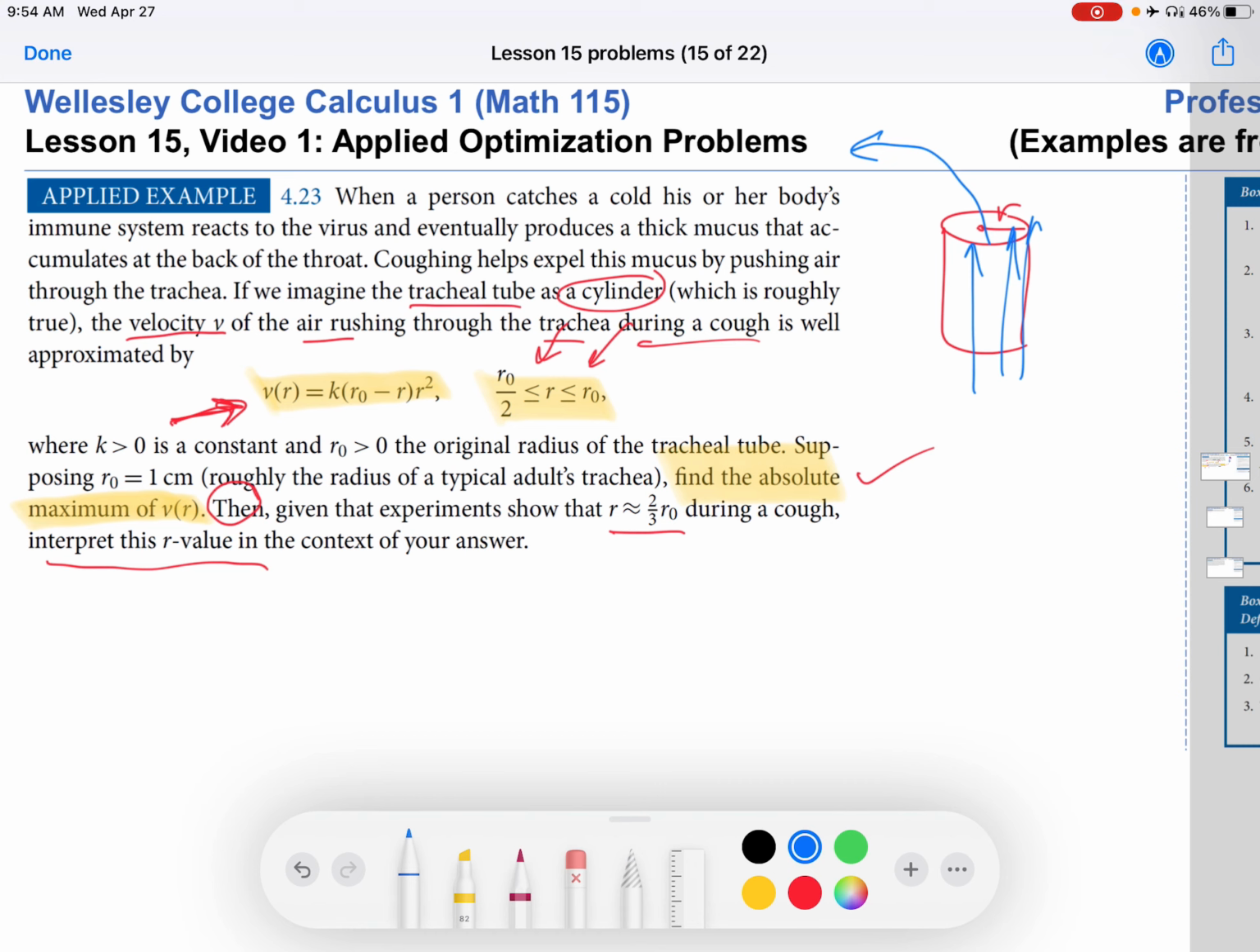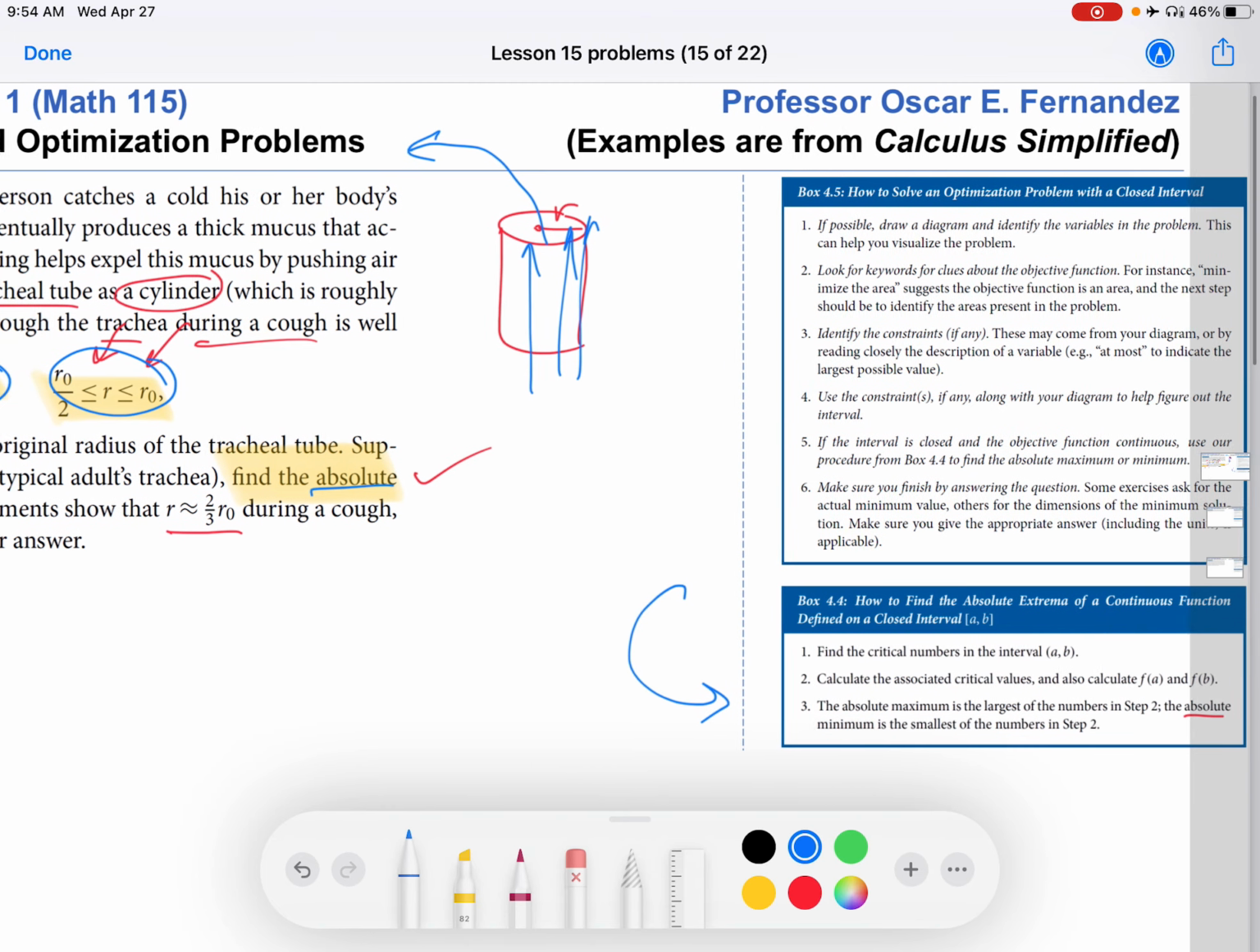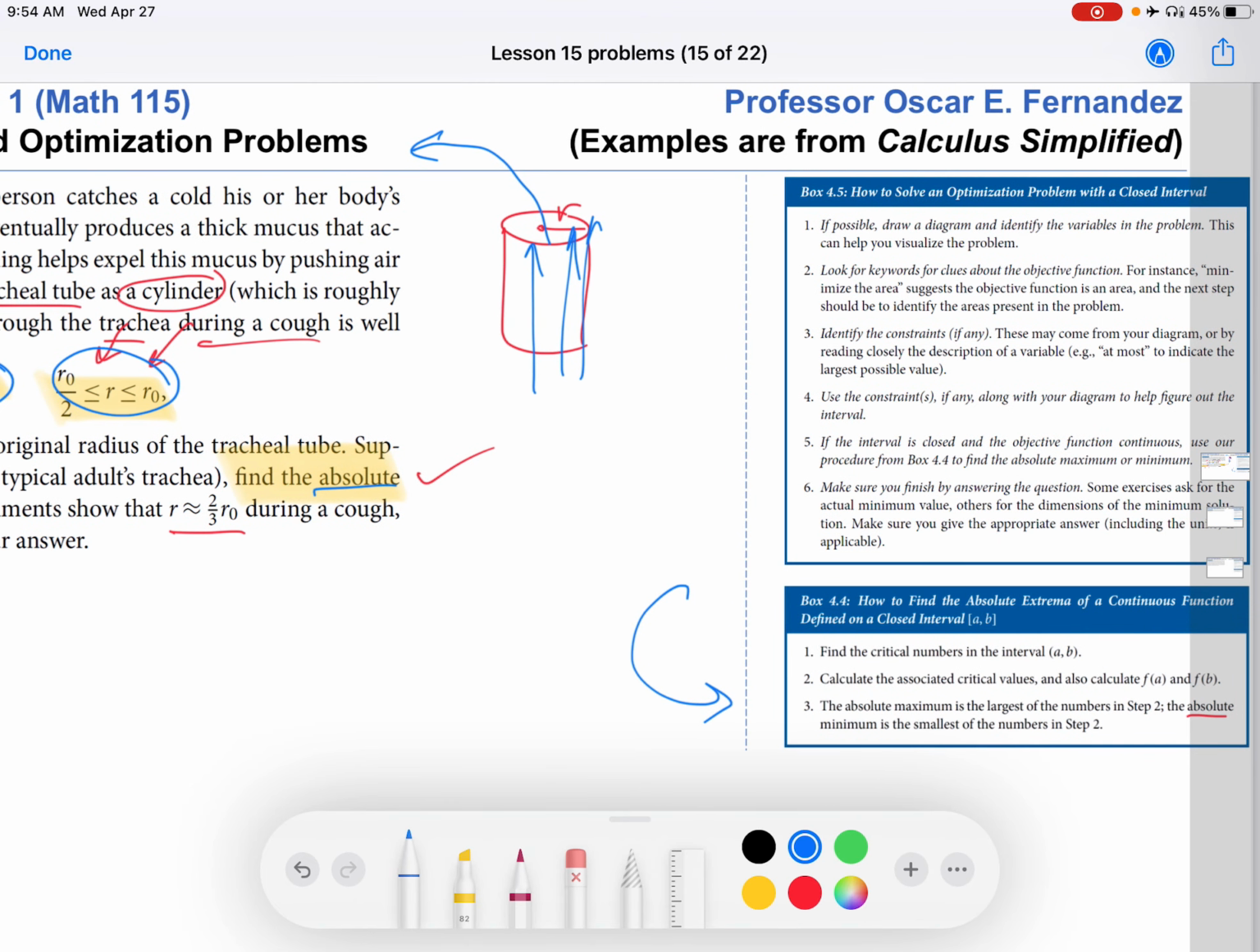So that's kind of the real world context here. Mathematically, as I said, this box over here is the one we're going to use because we have our objective function, we have our closed interval, and we want to find the absolute maximum of it. So scrolling to the right here, we have a nice procedure. We want to find the absolute maximum of a continuous function, we'll talk about that in a minute, defined in a closed interval.